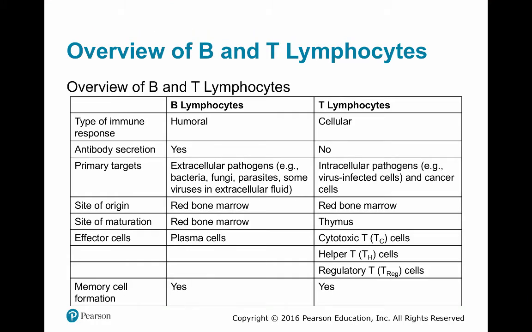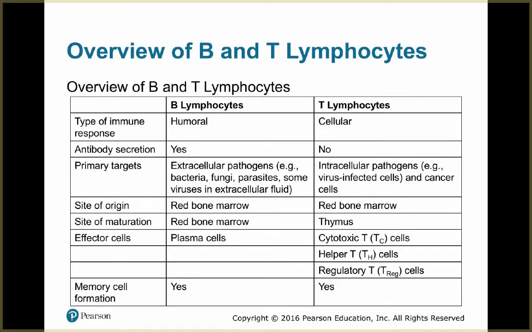So let's do an overall review and look at B and T lymphocytes. You can see the types of response for B. You can see humoral, since that's the antibodies. Think antibodies, B, and the T is going to fight the cells, right? Antibody secretion happens in B cells, not in T cells. The primary target for the B cells are extracellular pathogens: bacteria, fungi, parasites, and some viruses. And for T lymphocytes, the targets are intracellular pathogens: viruses, infected cells, and cancer cells.